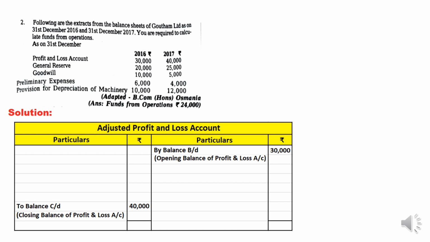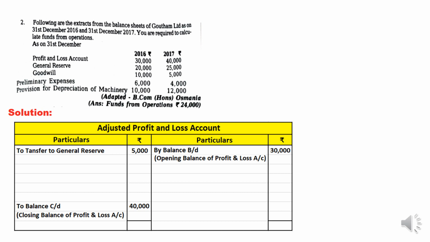general reserve. We had last year 20,000, now it is 25,000. There is a 5,000 increase that has taken place. When will general reserve increase? When we transfer funds from the profit and loss appropriation account to general reserve. So what is happening here? There is no outflow of funds, just appropriation, in the sense that we are moving from one account to another account. So therefore we will write to transfer to general reserve 5,000. Again we will debit it to calculate the funds from operation.